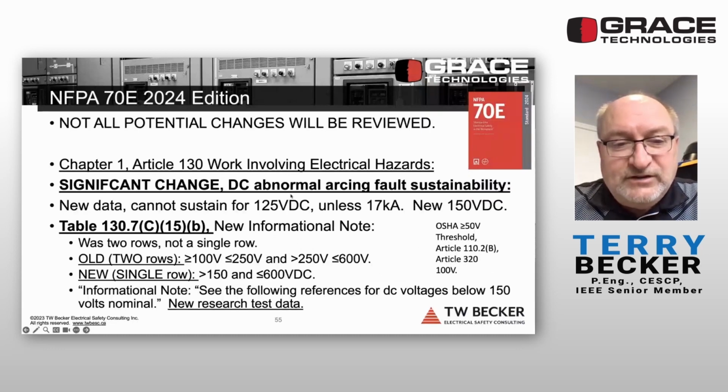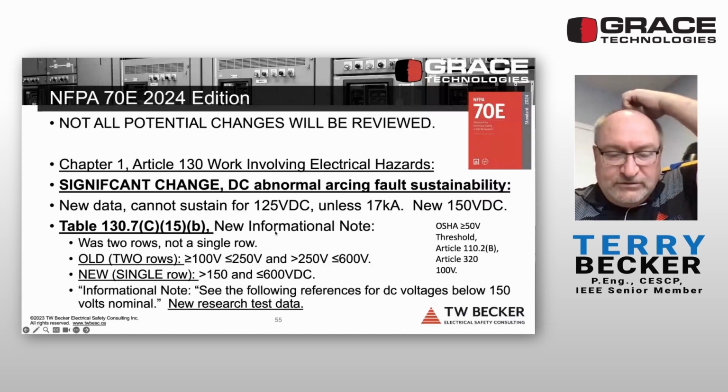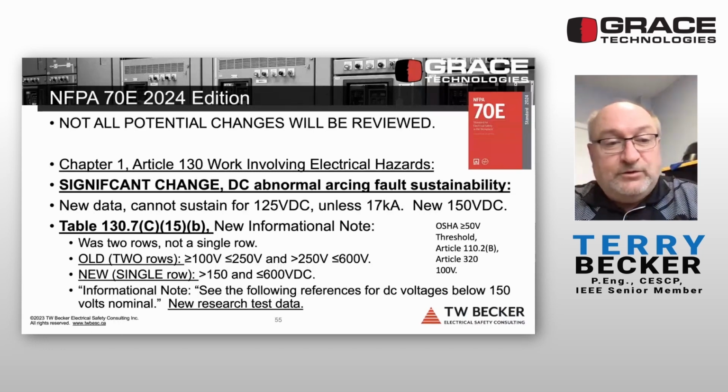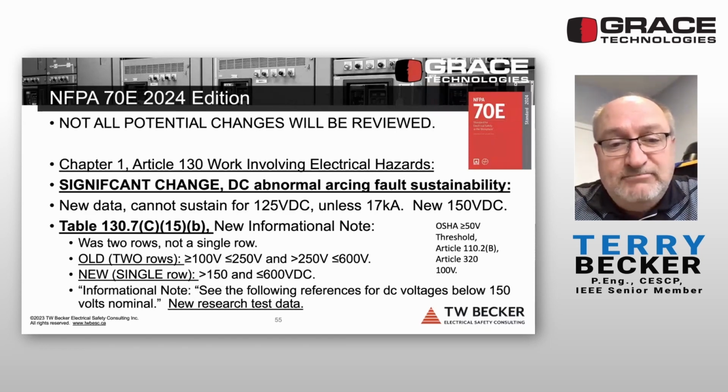So one change that is significant is in Article 130, again, related to DC and electrical hazard classification. So I mentioned new information on capacitors. Well, new information on DC being submitted by industry through credible research, issuing of white papers, and presentation of the information. So what's happening is Table 130.C15B for DC electrical equipment is going to change the lower threshold from 125 volts DC to 150 volts DC to sustain an abnormal arcing fault. But you can see that it says 125 volts DC and less 17 kA.